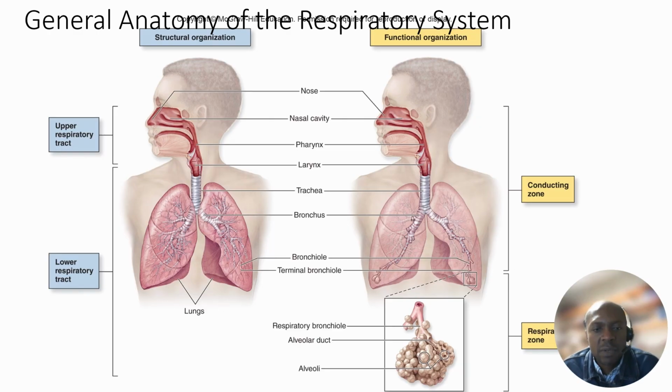And the general anatomy of the system: the upper respiratory tract is from your mouth or nose all the way up to the entrance of your larynx right here, and then once you are in the larynx, all the way down to the lungs is your lower respiratory tract.